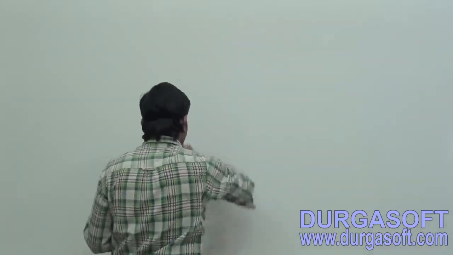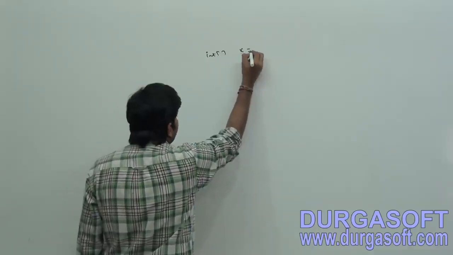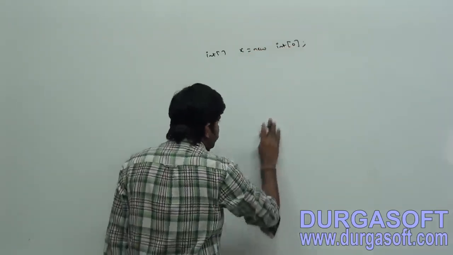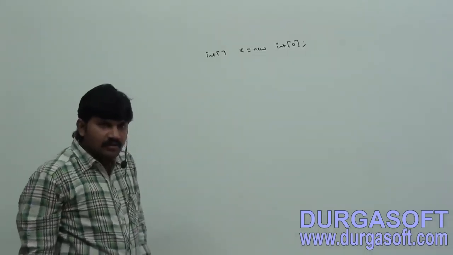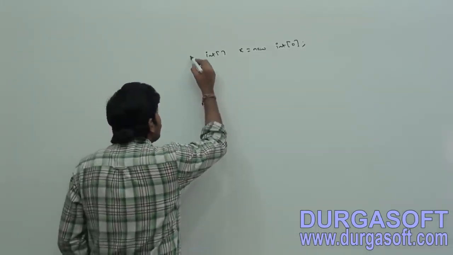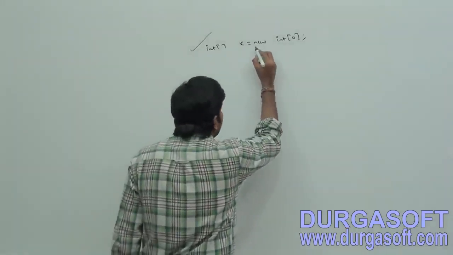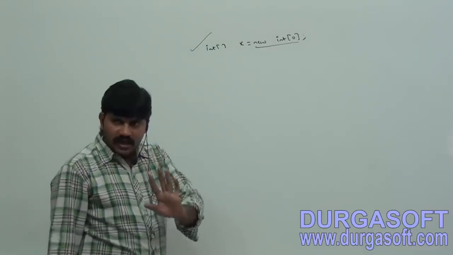Next up, sir, just observe. Can you tell, is it valid or invalid? Int array x is equal to new int array of 0. Valid or invalid? This one is perfectly valid. Sir, it is legal to have an array with a 0 size. No problem at all. An array with 0 size is perfectly acceptable.